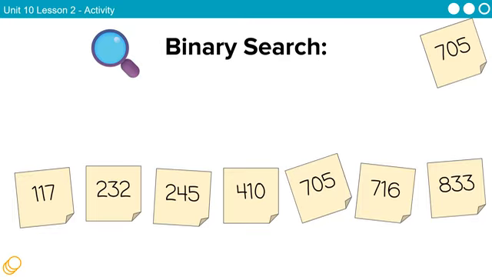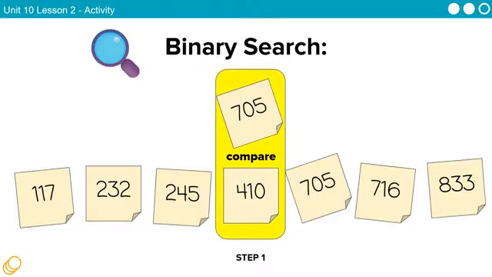So a binary search is a search through a sorted list that starts in the middle and eliminates half each time. The idea here is I have this sorted list of numbers from 117 up to 833. I am looking for the number 705. So because my list is sorted, I can start in the middle. All right, so I'm going to say, is 705 equal to 410? It's not. So then I would ask, is it less than or greater than? So 705 is greater than 410, which basically means 410 and any number to the left, I can ignore.